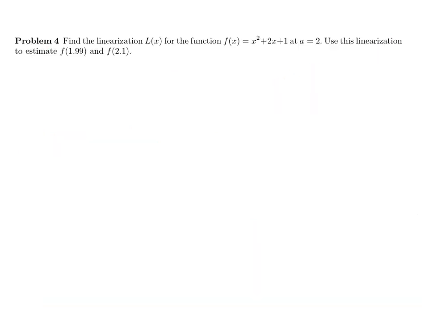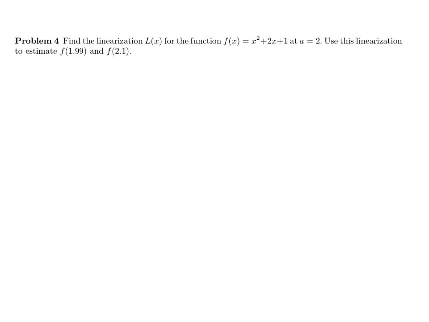In problem 4, we'd like to find the linearization capital L of x for the function f of x equals x squared plus 2x plus 1 at a equal to 2. We will then use this linearization to estimate or approximate f at both 1.99 and 2.1. Notice those two numbers are very close to 2.